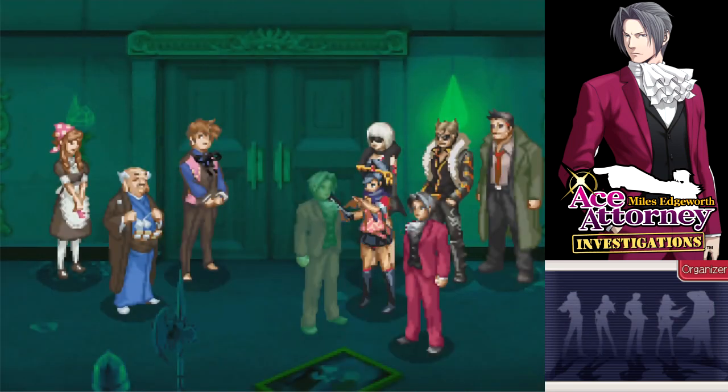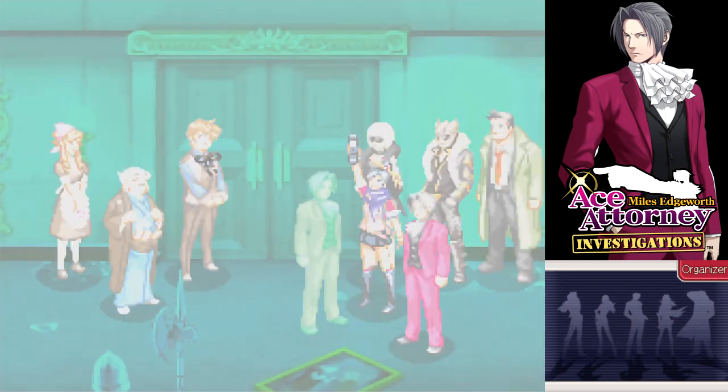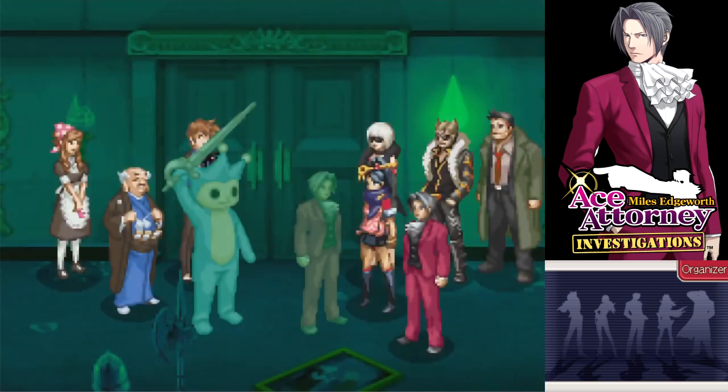Beep, beep, beep, beep, beep, beep, beep. Be your own chaos symbol. It does kind of look like one.